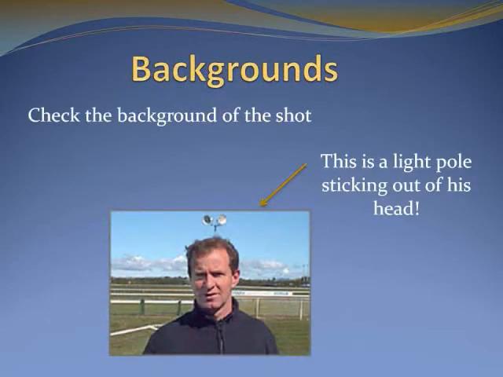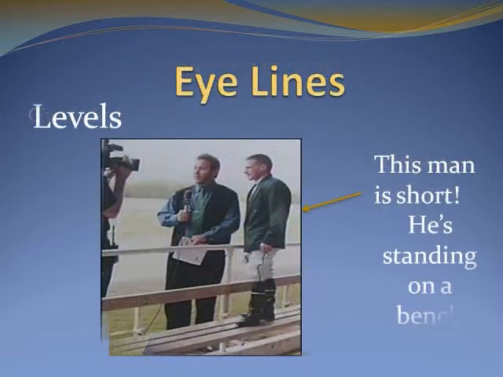Now let's talk about backgrounds. Check the background to make sure there is nothing distracting from the person speaking. The last thing you want is something growing out of the guest's head. Eye levels are really important. The eye levels of the guest and the interviewer should be the same, because any noticeable difference just looks funny. In the studios, chairs are adjusted to make everyone the same height. And in the field, well, sometimes you just have to improvise.